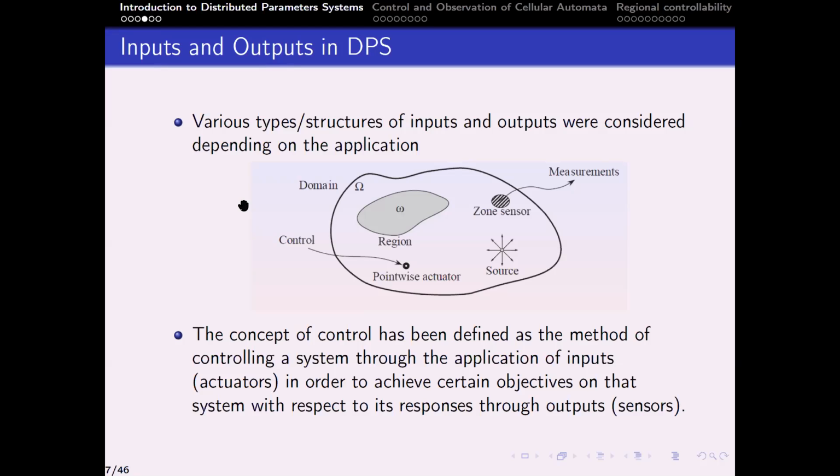And the concept of control has been defined as the method of controlling a system through the application of inputs. It's not only that we act on the system and let it go where it wants. No, we want to act on the system in order to steer the system to some predefined objectives, and that is something which is not obvious.